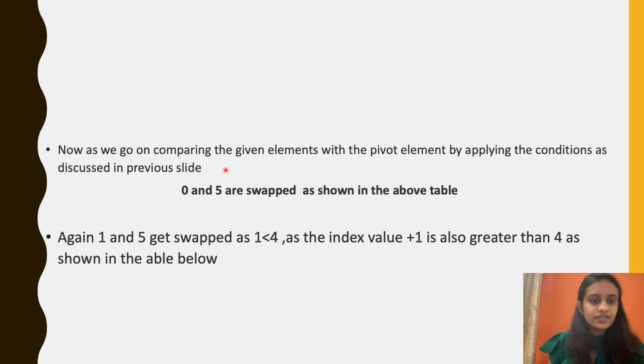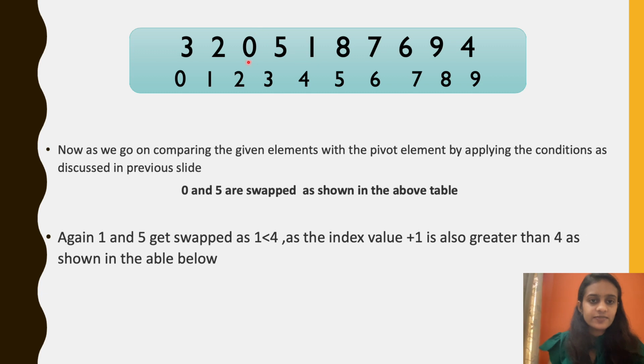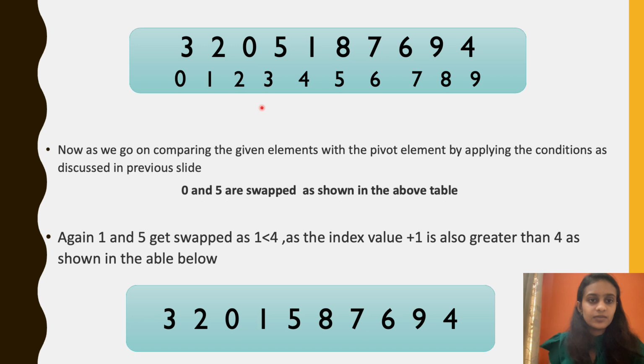previous slide, we can observe that 0 and 5 have been swapped because 3 is less than the pivot value, that is 4, and 2 is also less than the pivot value, that is 4, but 5 is greater than the pivot value. So as per the condition, 0 and 5 have been swapped. Again 1 and 5 get swapped as 1 is less than 4 and the index value plus 1 is also greater than 4 as shown in the table below. Now here you can observe that 1 and 5 have been swapped.